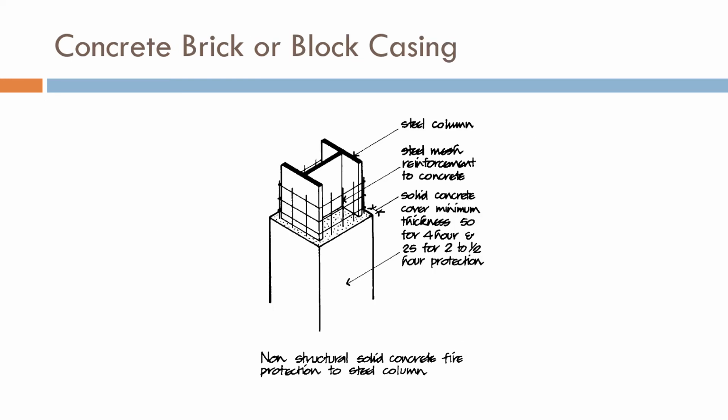Now the structural steel members are being protected using reinforced concrete, brick or block casing. So this is the steel column, this is the steel mesh reinforcement which is being used to keep the concrete in place, and this is the solid concrete cover. Cover is the distance which you give between the member and the minimum distance that you need to provide. So this is also another way in which you can provide structural steel with protection.